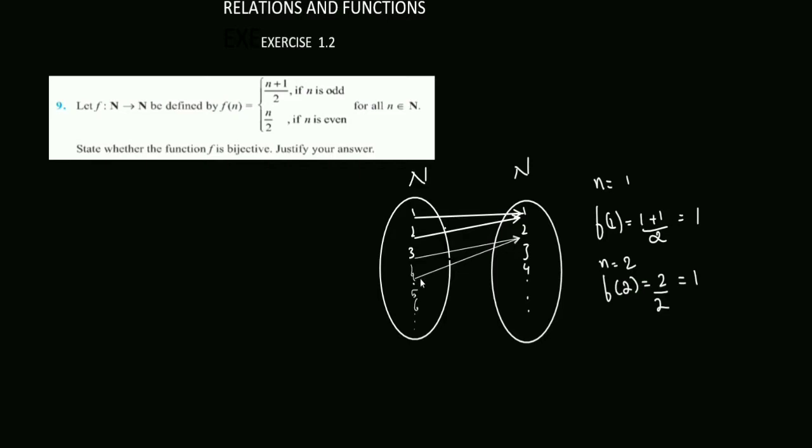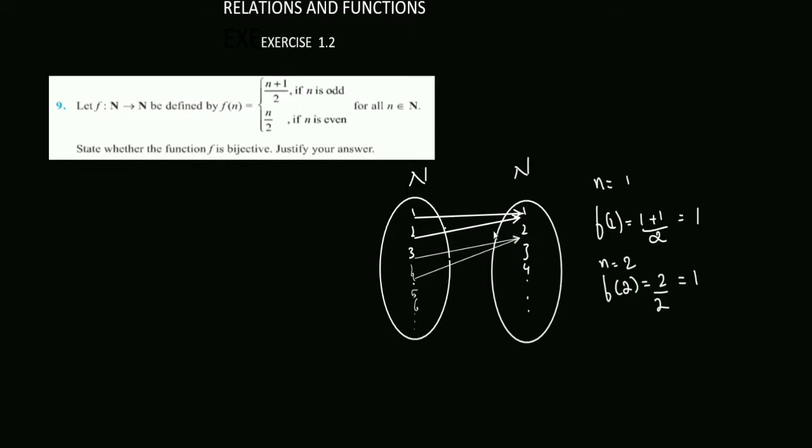What about 3 and 4? If n is 3, then (3 plus 1) by 2, 4 by 2, that is 2. If n is 4, 4 by 2. So 3 and 4 go to 2. So you can see here different elements, 1 and 2 are different, and different elements have the same image. So it is very clear the function is not one-to-one. The one-to-one definition is that different elements should have different images. So it is not one-to-one.